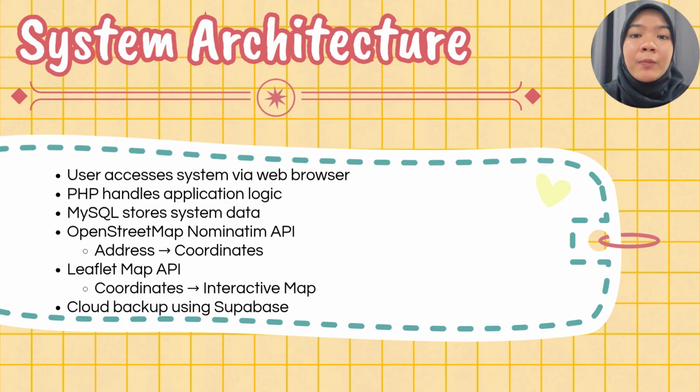The system follows a web-based architecture consisting of three main components. First, users access the system through a web browser. Second, the application layer, developed using PHP and Bootstrap, processes user requests and handles business logic. Third, the MySQL database stores all information related to users, resources, reservations, ratings, and downloads. For physical resources, the system integrates the OpenStreetMap Nominatim API to convert addresses into geographical coordinates and the Leaflet Map API to display the location on an interactive map.